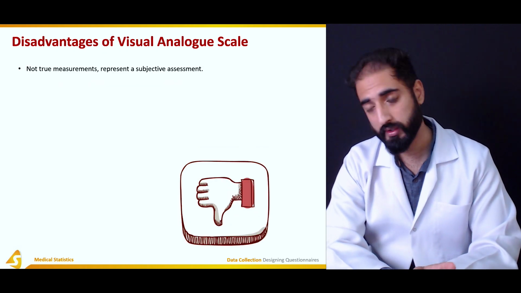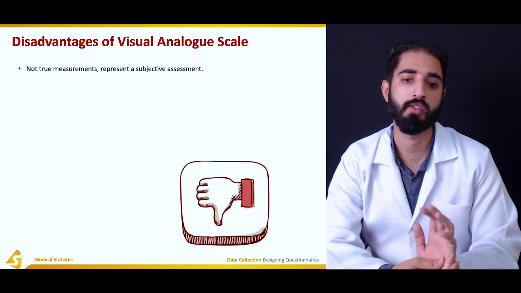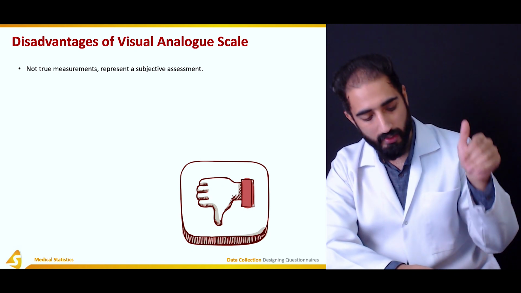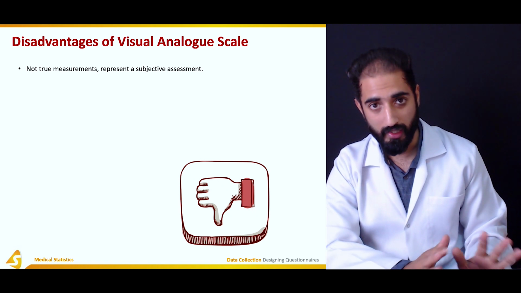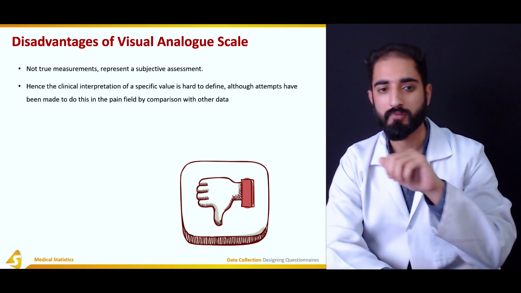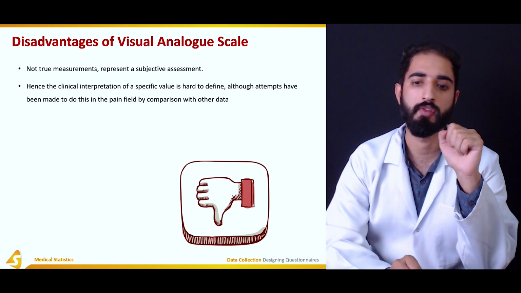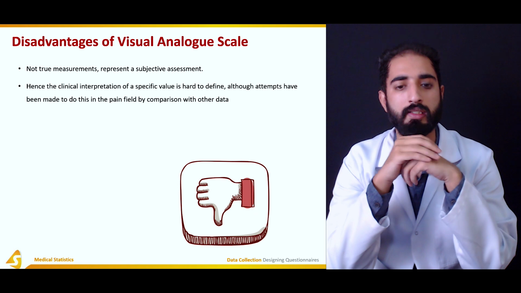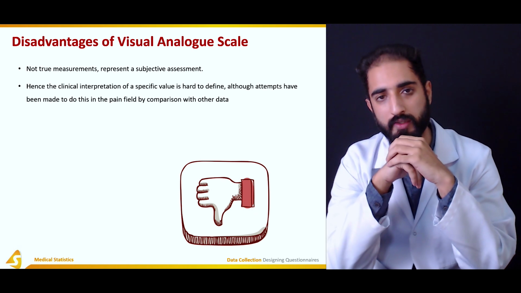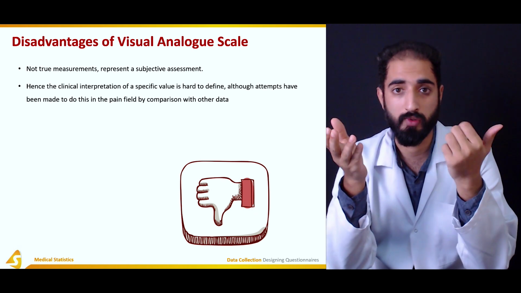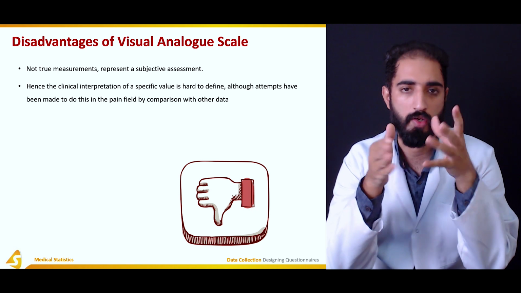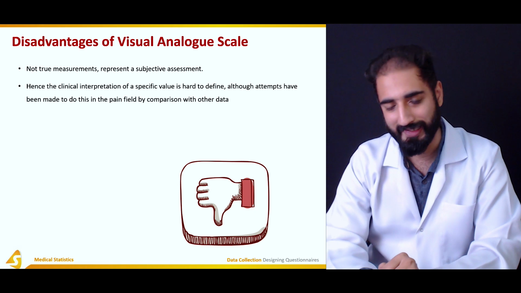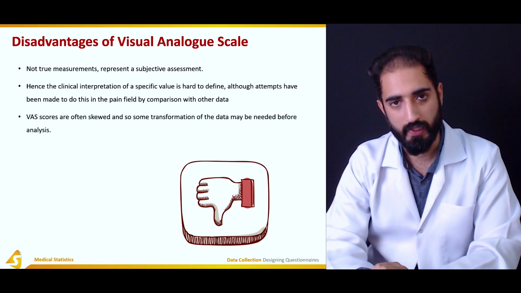But what are the disadvantages, on the other hand? They are not true measurements, and they represent a subjective assessment. Two individuals with the same level of pain would give different readings. Hence, the clinical interpretation of a specific value is hard to define, although attempts have been made to do so in the pain field by comparison with other data, as we say that the pain of a cancer patient is 9 to 10. So we try to compare it, but still it is subjective.